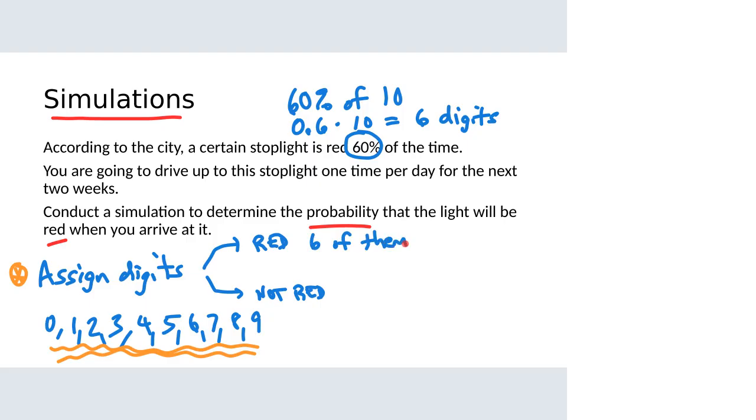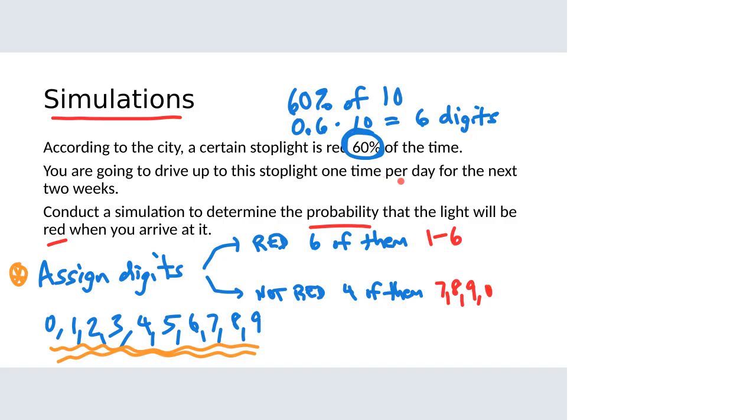At this point, it doesn't matter which 6 I give to red, as long as I give 6 to red, and then by default, that means 4 of those digits are going to mean not red. I'm going to give 6 digits to red because that corresponds with the 60% of the time that the light is red. So for our purposes in this one, I'm just going to do 1 through 6 are going to be red. And that means that 7, 8, 9, and 0 mean the light's not red. Okay, got it. 1 through 6 means red. 7, 8, 9, 0 means not red. How many numbers are we supposed to look at?